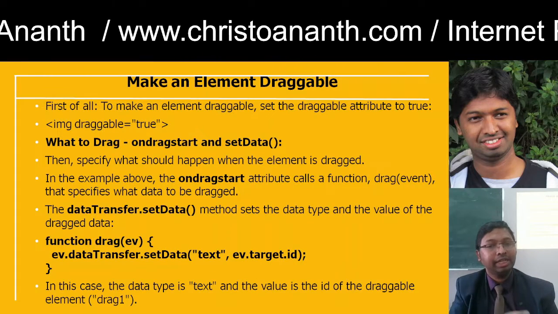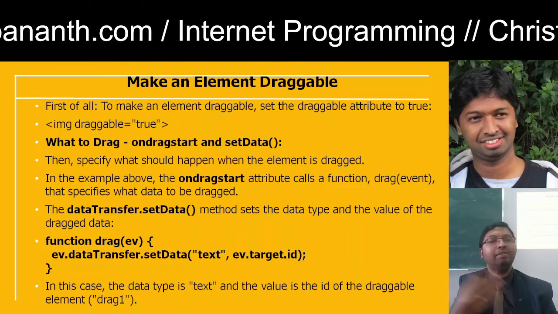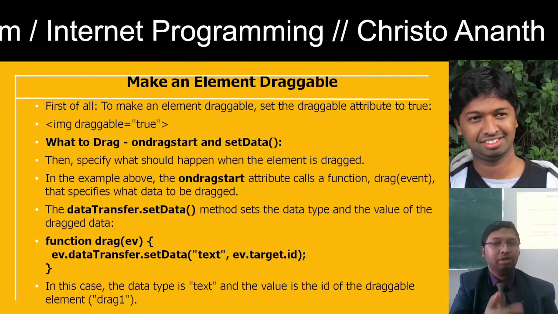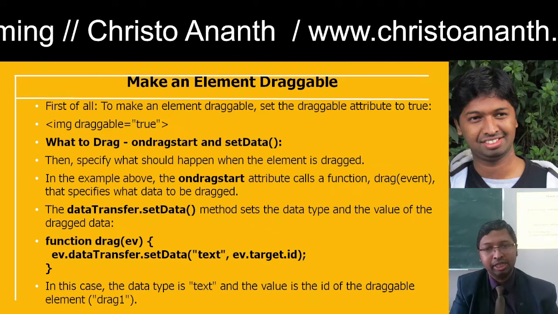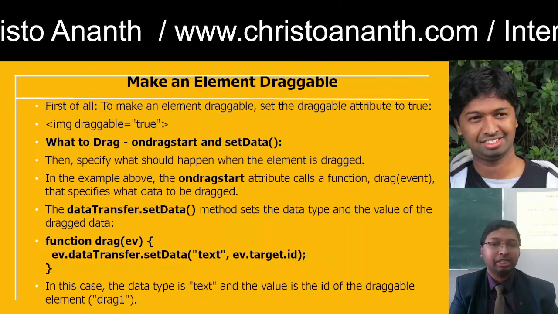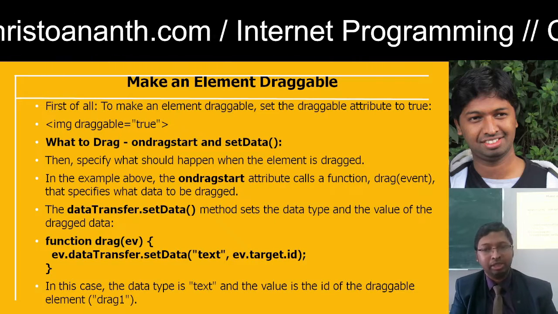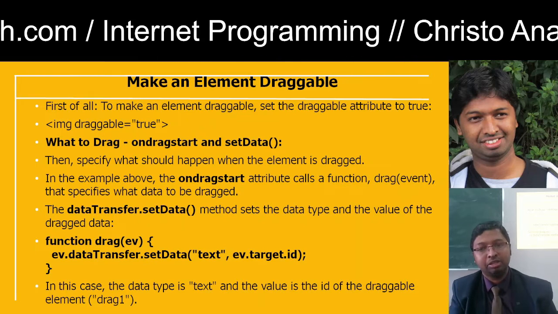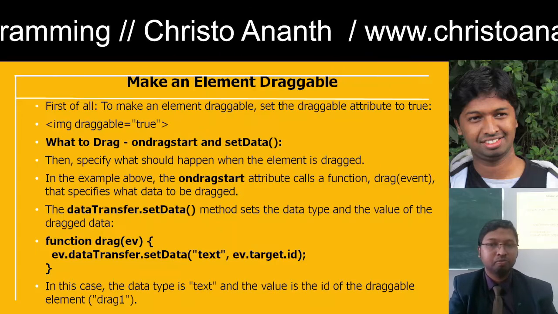Okay, and then dataTransfer.setData is going to set the data type and the value of the drag data. For example, function drag(event), so event.dataTransfer.setData, it is text, it is event.target.id. So in this case, the data type is text and the value is the id of the draggable element, nothing but drag one.